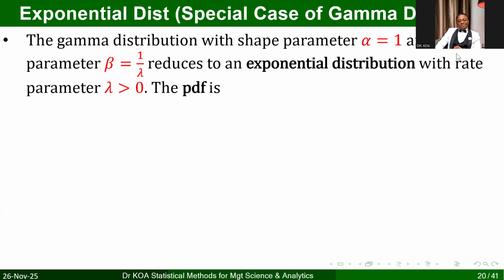In other words, which one is part of the other one? Is it that the exponential is part of the gamma or the gamma is part of the exponential? Or one is a special case of the other? Which one? Exponential should be a subset of gamma. Exactly. The exponential is part of the gamma, a special case of the gamma.